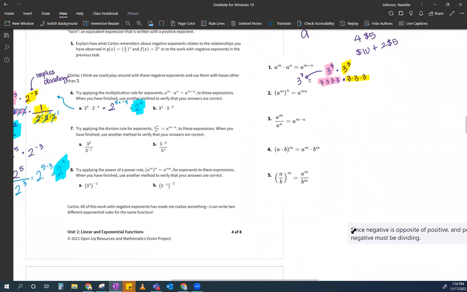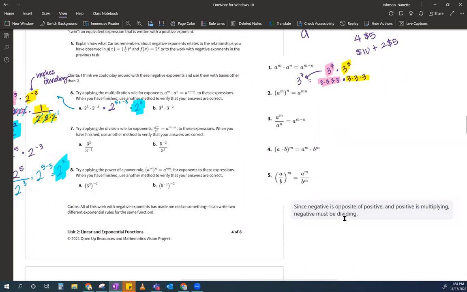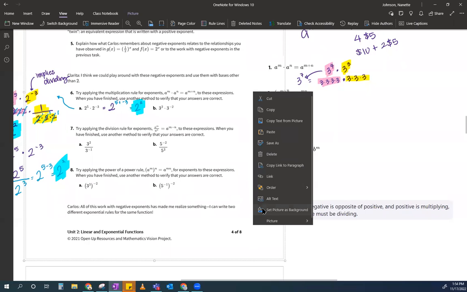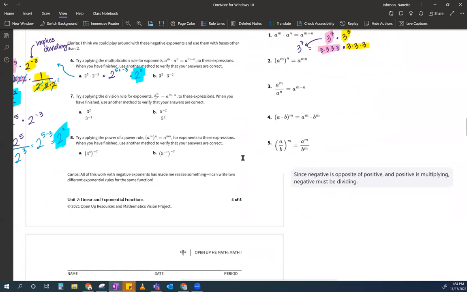Someone said, hey, Ms. Johnson, since negative is opposite of positive and positive is multiplying, right? 3 to the 4th is 3 times 3 times 3 times 3. Negative must be dividing. So this is how someone is making sense of this on their own, right? Your making sense of it is going to look completely different because you don't have this person's brain.